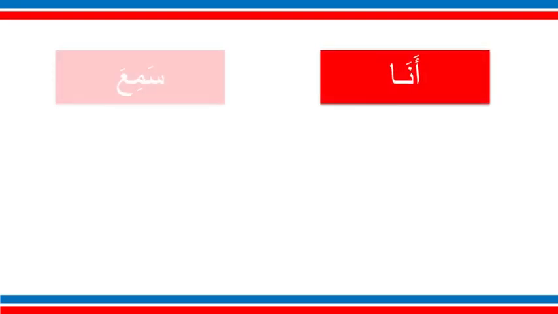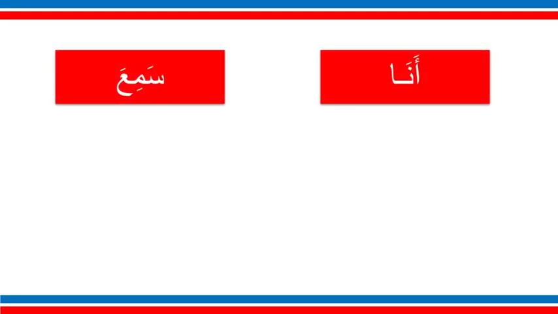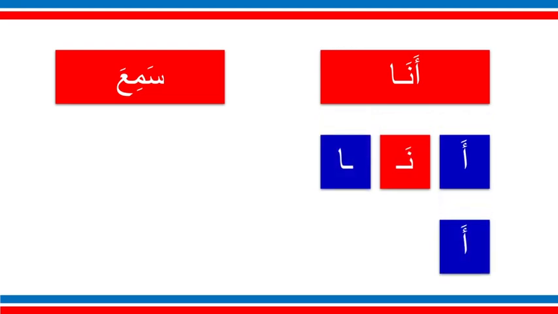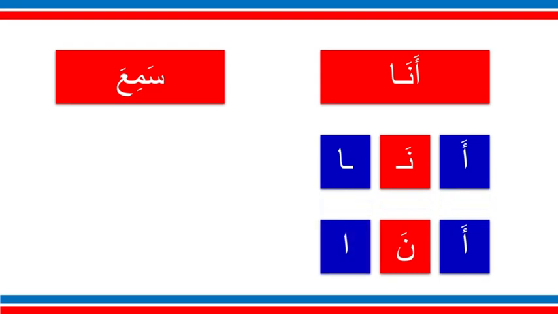Now we will do the opposite in this exercise. You have the word. I want you to disconnect the letters to put them separated in their position, and after that, to write just the letter in the isolated form. You can pause the video now because I will answer. A in the starting, Na in the middle, A in the end. A in the isolated form like this. Na in the isolated form like this. A in the isolated form like this.